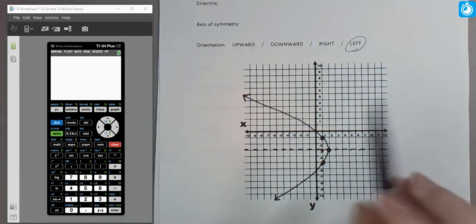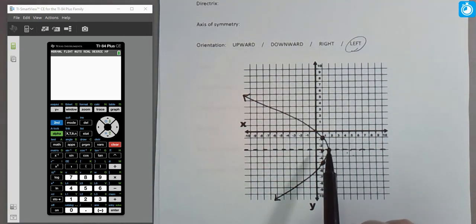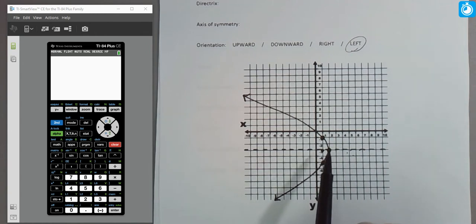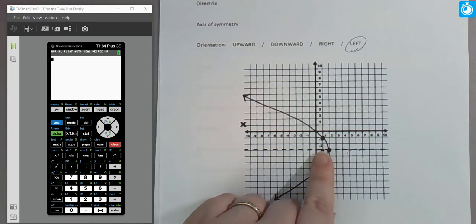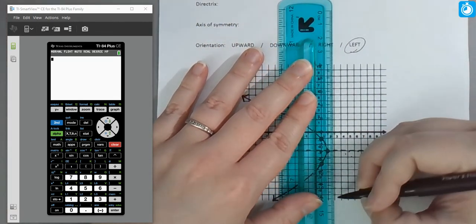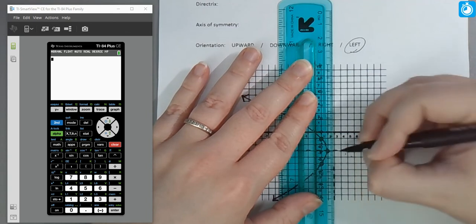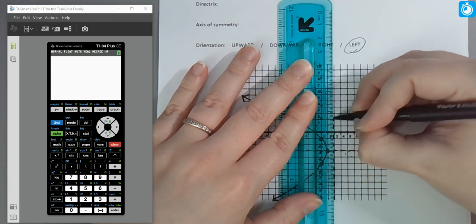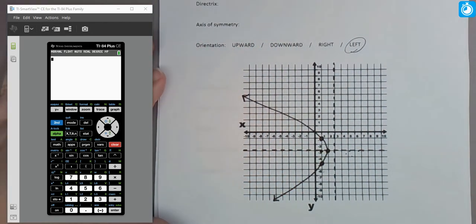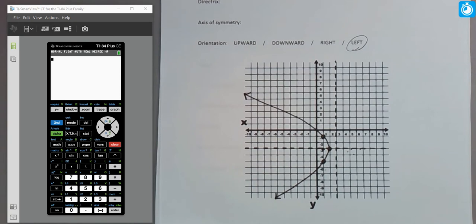And then the directrix is going to be the line outside of the parabola, so over here, the same distance away as the focus, just on the opposite side. In this case, the focus is 1 unit away from the vertex, which means the directrix is also 1 unit away from the vertex, just on the other side. So that's our directrix. Now we want to find these values algebraically, but we can use the graph just to make sure that the values we find make sense.